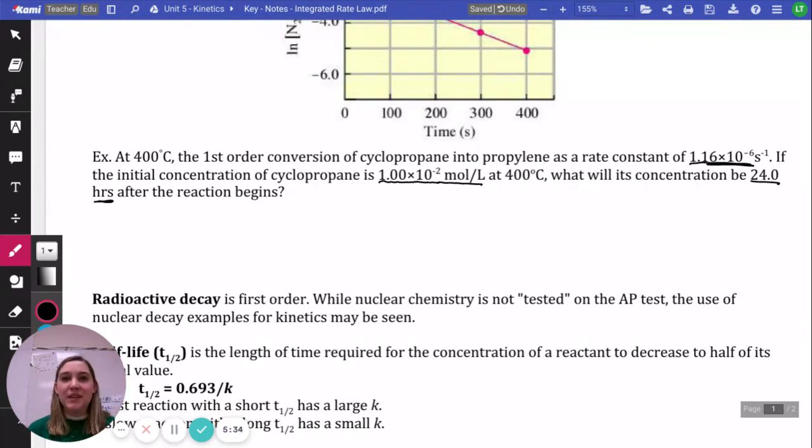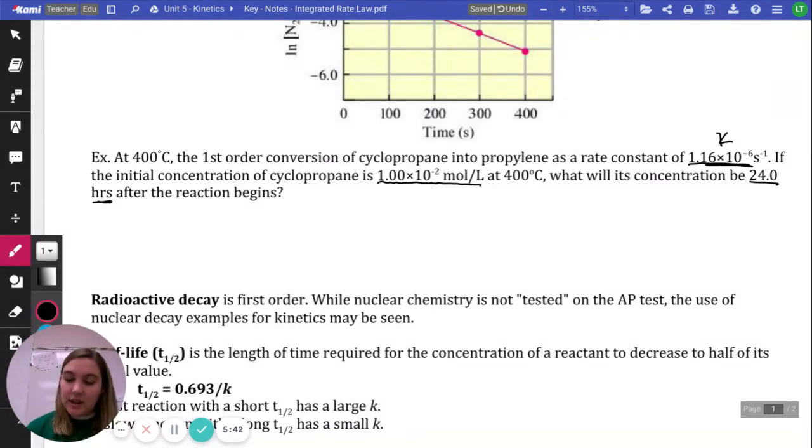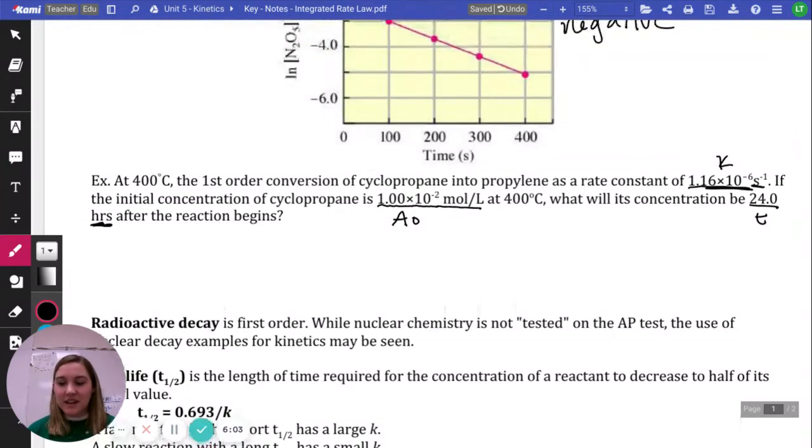Okay, so let's see what we've got here. First off, we have our rate constant, 1.16 times 10 to the negative 6. So that's going to be our K value. Then we have our initial concentration, A0, and we have 24 hours, which is T. Now, something to note here is that our rate constant is in seconds, but our time is in 24 hours. So we do need to go ahead and convert 24 hours into seconds for this problem.